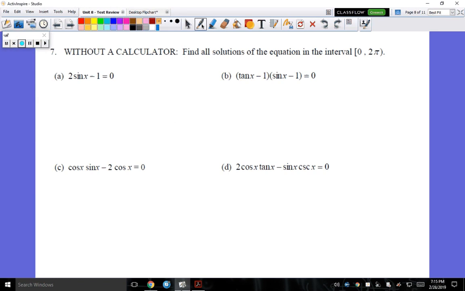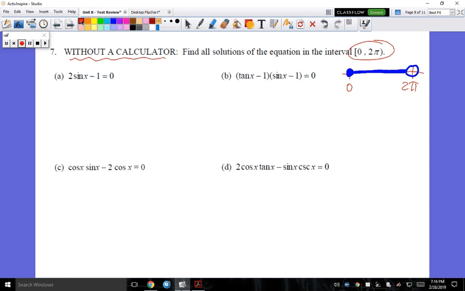Okay, so number 7 says, without a calculator, we're going to find all the solutions for the equations from 0 to 2 pi. So this 0 to 2 pi are all the allowable answers that we're going to give, from 0 all the way to 2 pi radians. Now, the way it's written here, I want you to see that the bracket is on the 0, so it would include 0. And parentheses is on 2 pi, saying that it will not include 2 pi, but everything else is fair game as an acceptable answer.